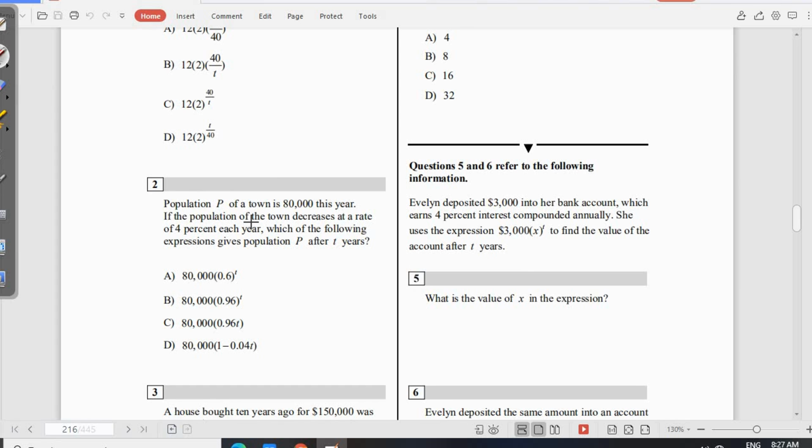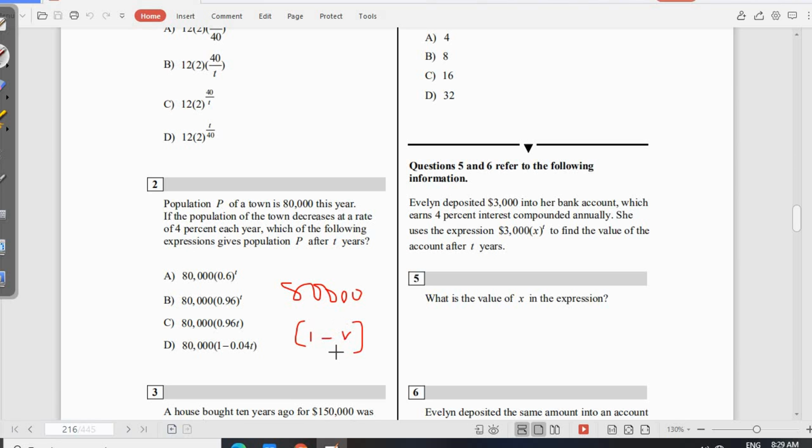So here in number 2, the population P of a town is 80,000 this year. If the population in the town decreases at a rate of 4% each year, which of the following expressions gives the population P after t years? So this is it. You have to write 80,000. Okay, I'm not saying that's the answer. Please, we are having 80,000. Okay, 80,000 is the current population.